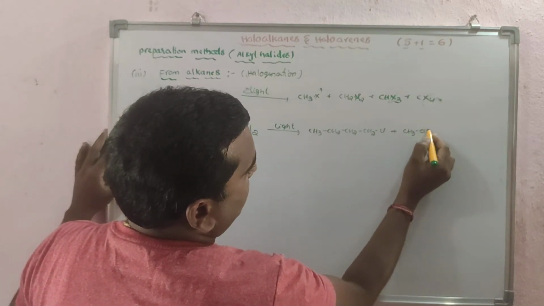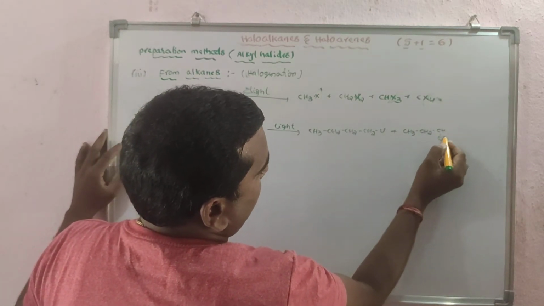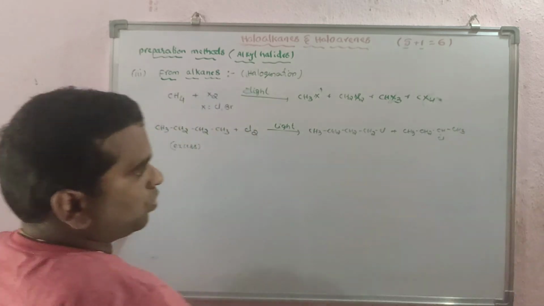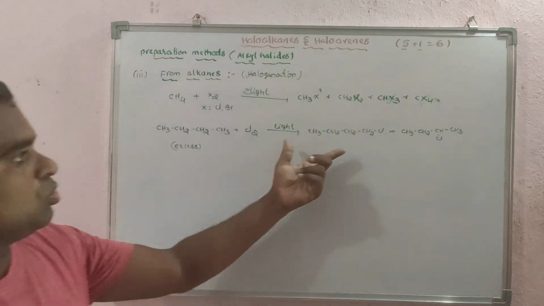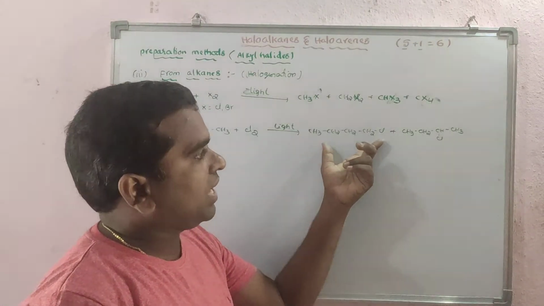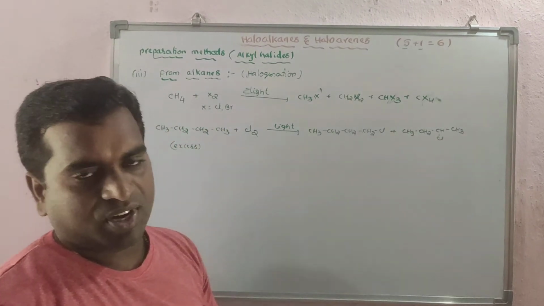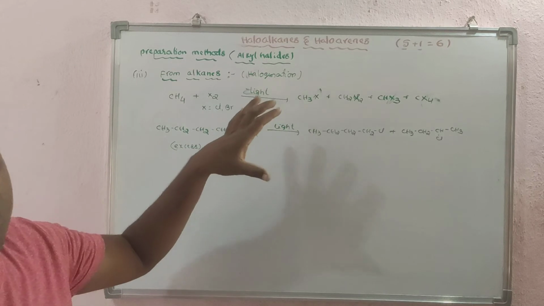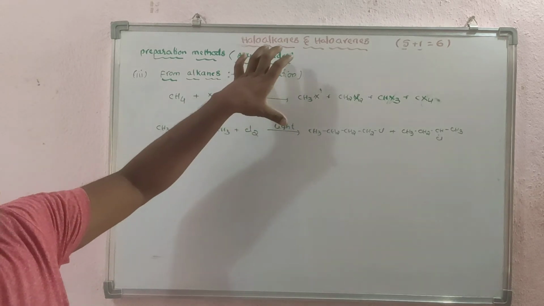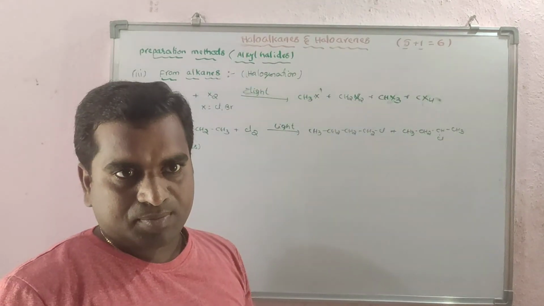Then CH3CH2Cl and CH3CHClCH3. Two compounds are formed. If I want to prepare a primary alkyl chloride, but I am also getting a secondary alkyl halide, so separation is very difficult. So that's why this method is not a convenient method to prepare alkyl halides.